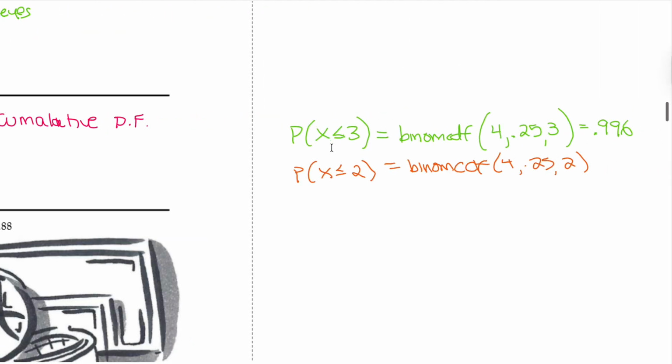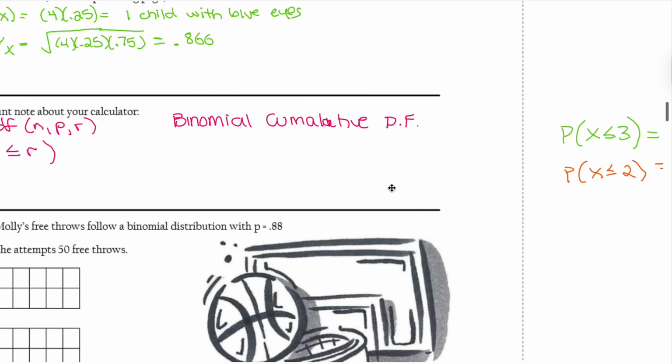Finding the probability of x less than or equal to 3. 3 will be r. Binomial CDF, you will type 4, 0.25 and 3. So this is what we try to find. Well, what is the probability of getting at most 3 children with blue eyes from Mickey and Minnie? Well, the probability will be 0.996. And probability of getting at most 2 children for Mickey and Minnie with blue eyes will be using binomial CDF 4, 0.25 and 2. You can feel free to plug into your calculator to see what's the answer for this.